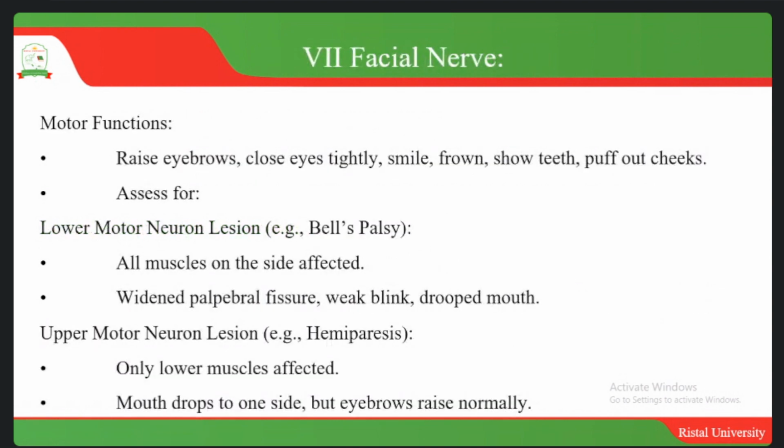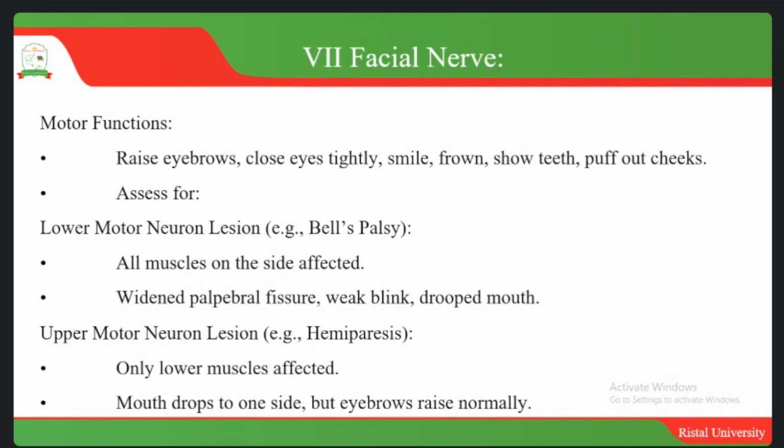And then the seventh facial nerve, which is more of controlling the facial activities, and these motor functions may be raising the eyebrows. The patient may be able to raise the eyebrows in relation to the seventh nerve, then close the eyes tightly, smile, frown, show teeth, puff out the cheeks, and so forth. So this seventh nerve is very, very important in relation to the facial activities. The way we do anything in relation to our face is always controlled by this facial nerve.